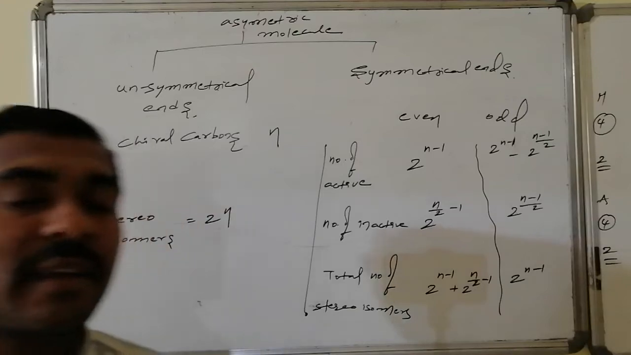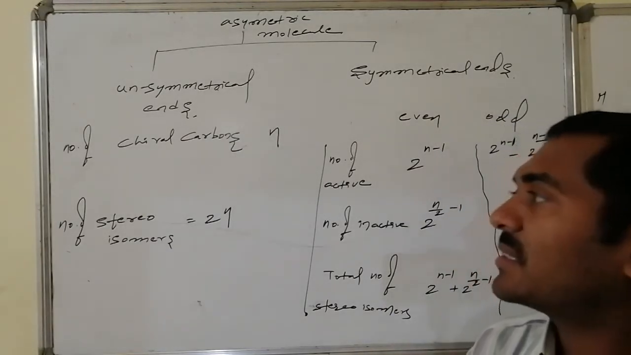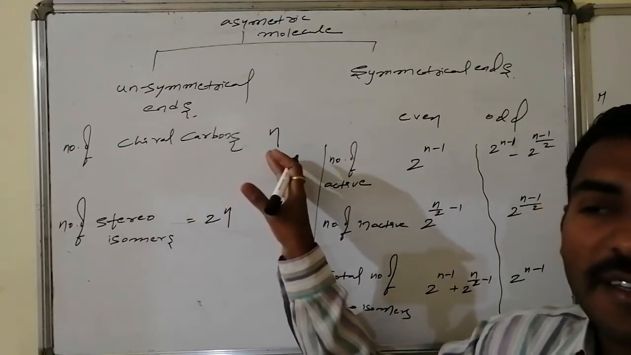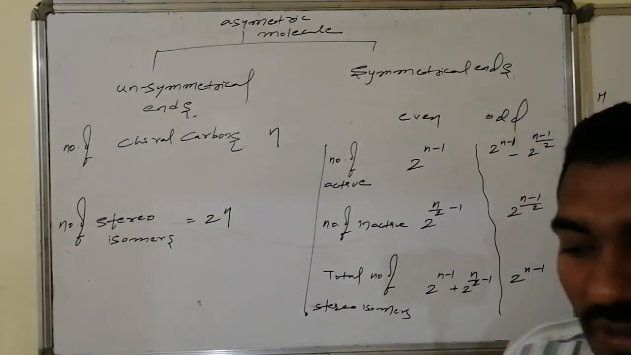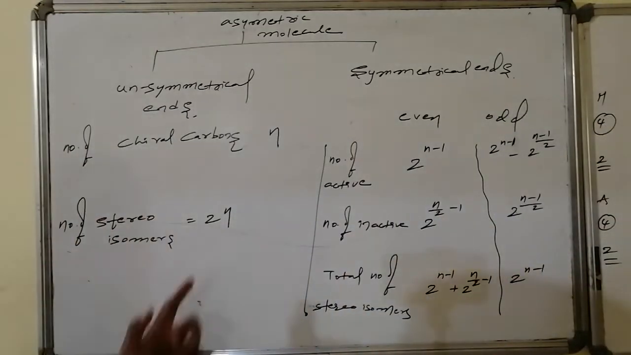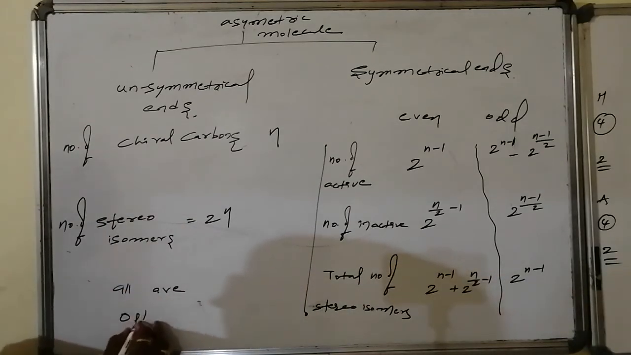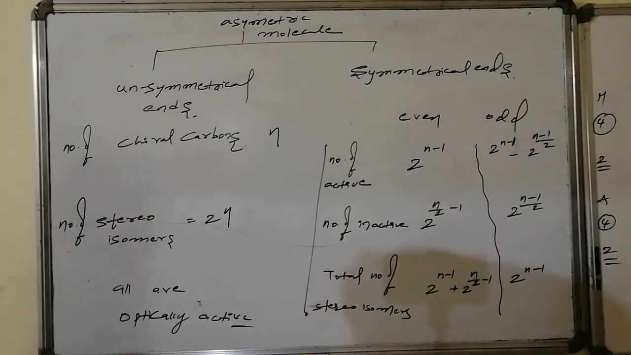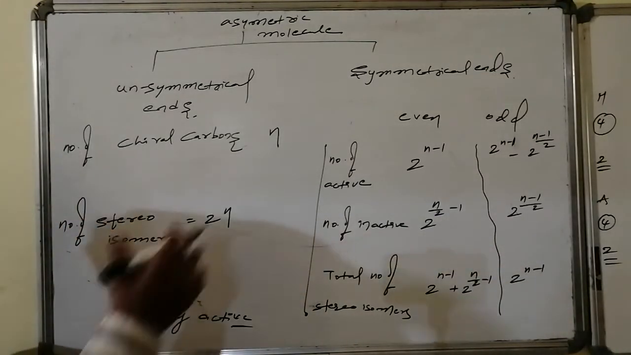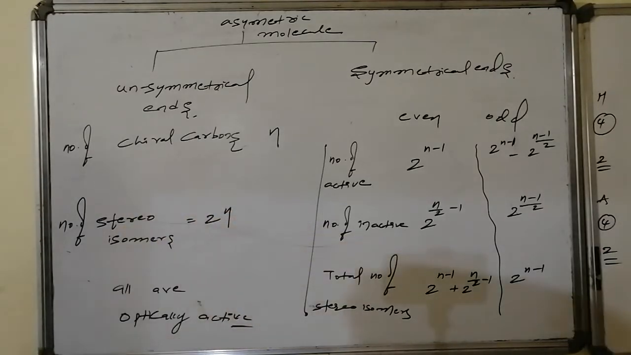In the case of unsymmetrical ends, though the molecule may consist of any number of chiral carbons, all the stereoisomers are optically active isomers. Here I am considering the total number of chiral carbons as n. n may be an even number or an odd number. The total stereoisomers will be equal to 2 power n, where n stands for the total number of chiral carbons. Here all are optically active. There is no meso compound, there is no inactive isomer. Every isomer is optically active, and one is the enantiomer of the other, thus we have 2 power n minus 1 number of enantiomeric pairs present.